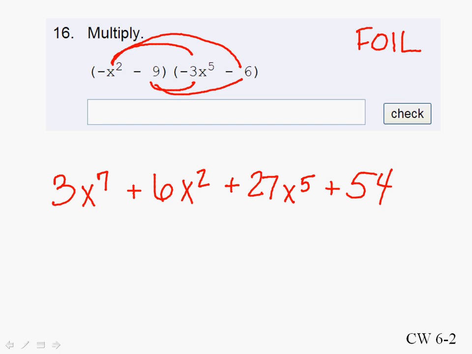The only problem with my answer is that I do not have the degrees in order, so I'm going to rearrange it when I put my answer in. So 3x to the 7th goes first, followed by 27x to the 5th, then 6x squared, and finally our constant of 54.